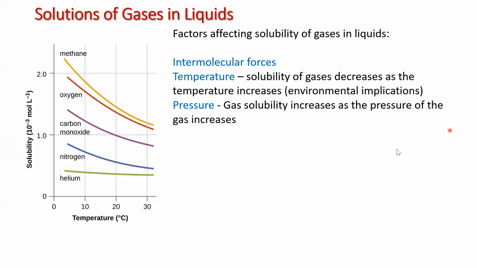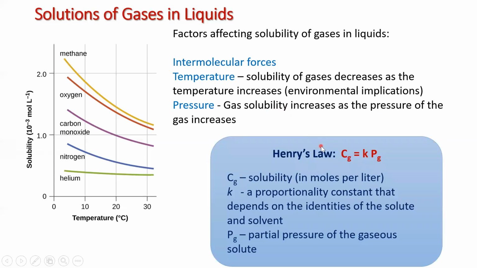The other thing that affects the solubility of gases in liquids is the pressure. If we were to increase the pressure, that's going to increase the solubility. So we have an equation here, and we're going to need our calculators for the first time. We're looking at what's called Henry's law. Henry's law essentially says that the solubility of a gas in a liquid is directly proportional to the partial pressure of the gas above that liquid.